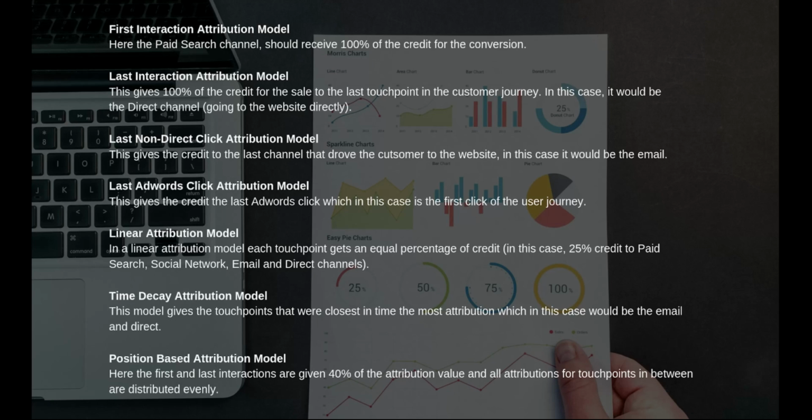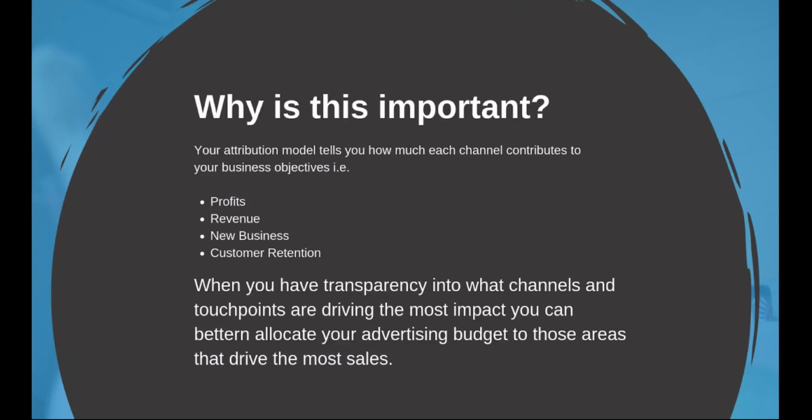There's also something we call the time decay attribution model. This gives the touch points that were closest in time the most attribution, which in this case would be the email and the direct access to the website, the last two interactions. And the last one is the position-based attribution model. Here, the first and the last interactions are each given 40% of the attribution value, and everything else in between is distributed evenly.